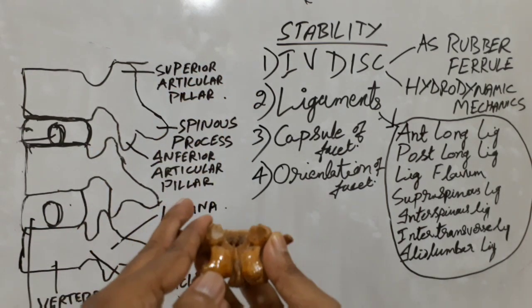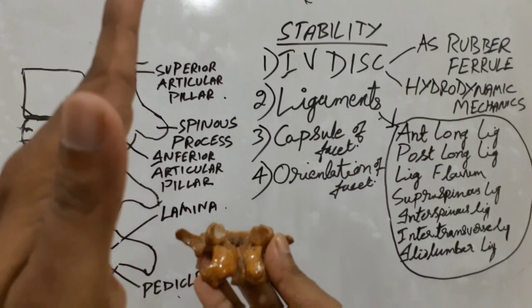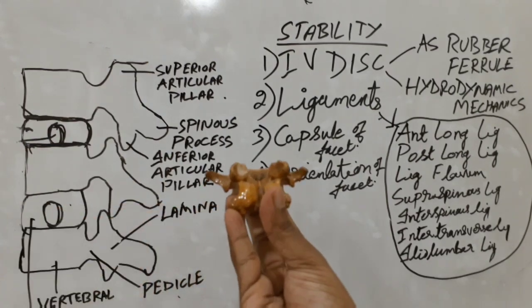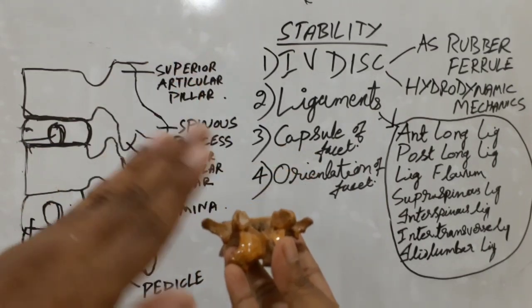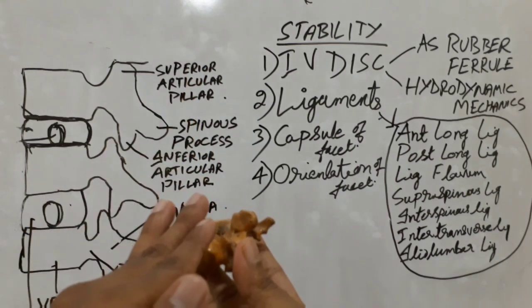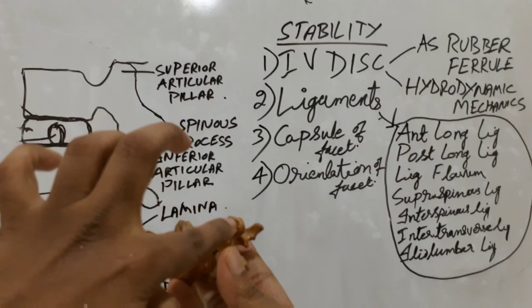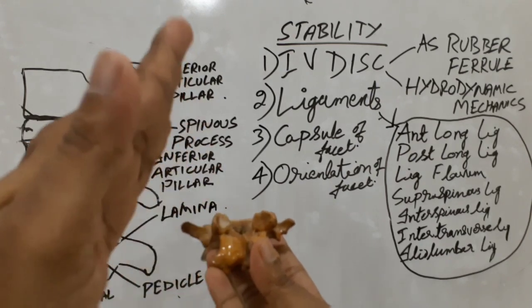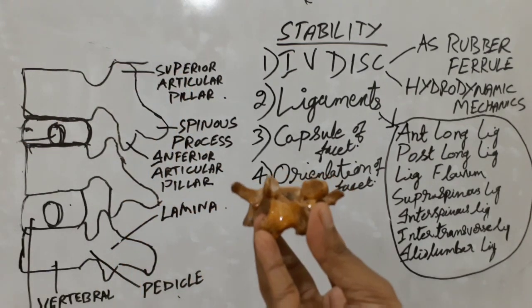Almost a sagittal plane. See, this is the sagittal plane. It is like this. It is not perfect, but almost a sagittal plane. You can see the articulating surface is in the sagittal plane. So what happens with this?